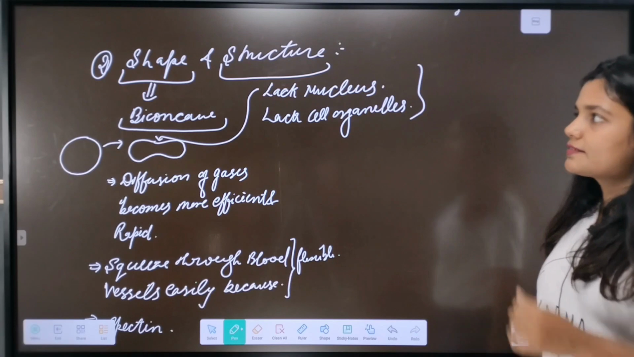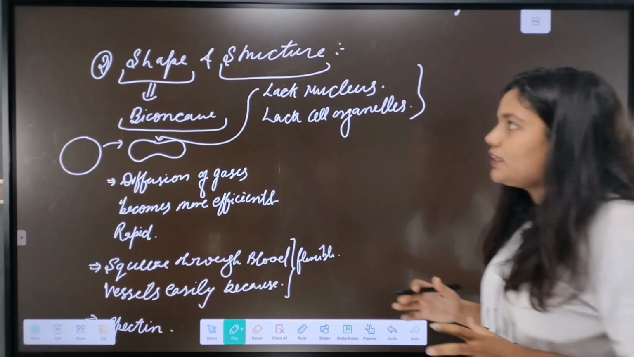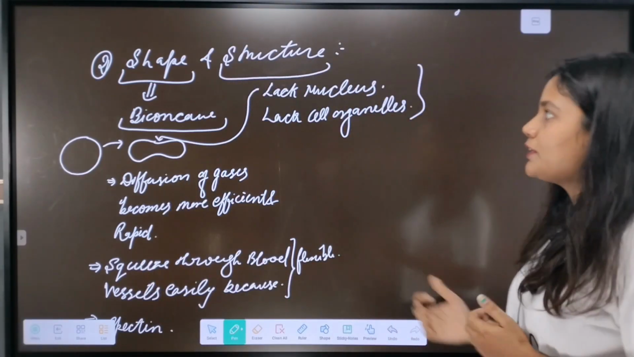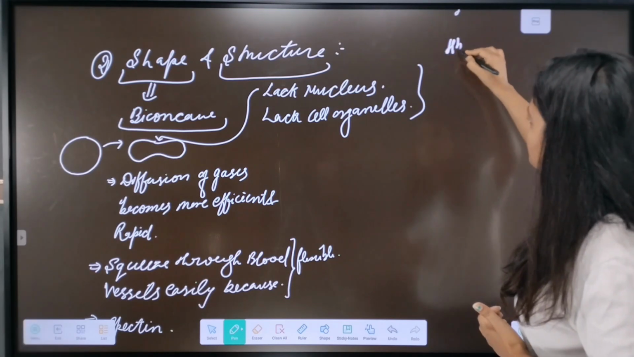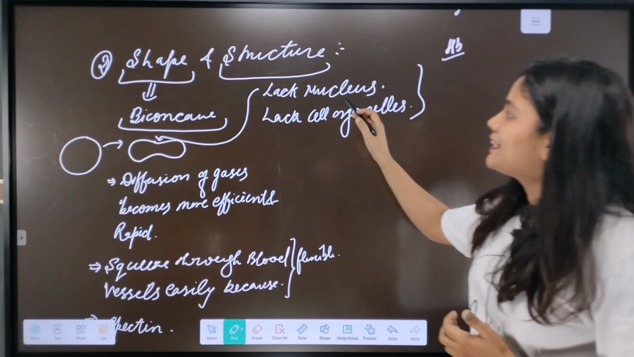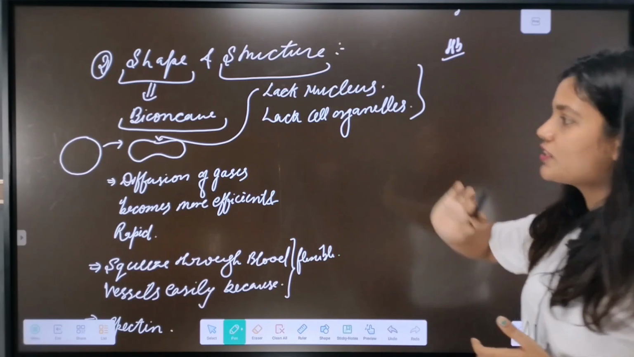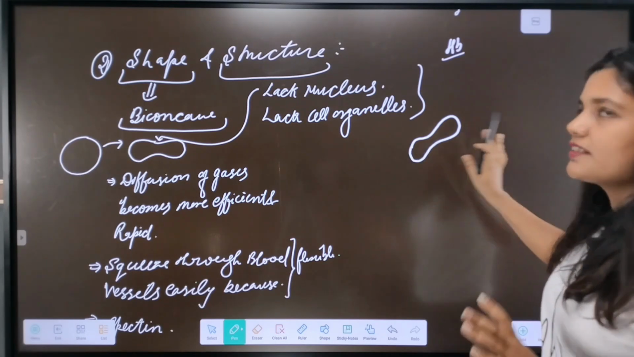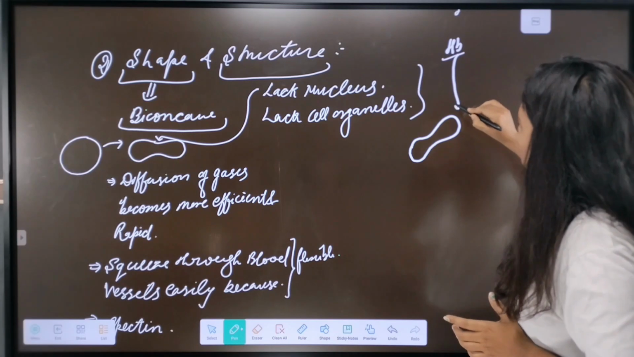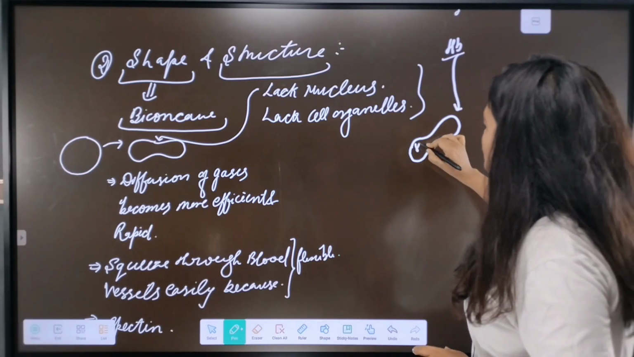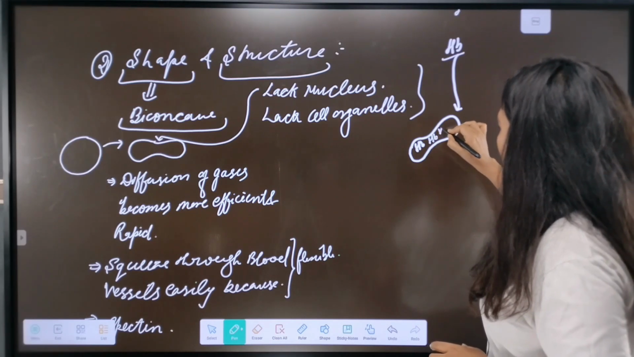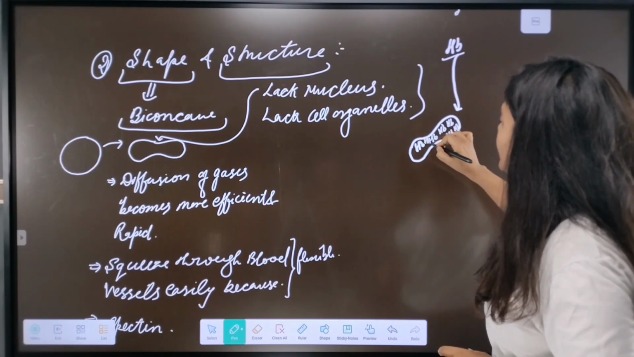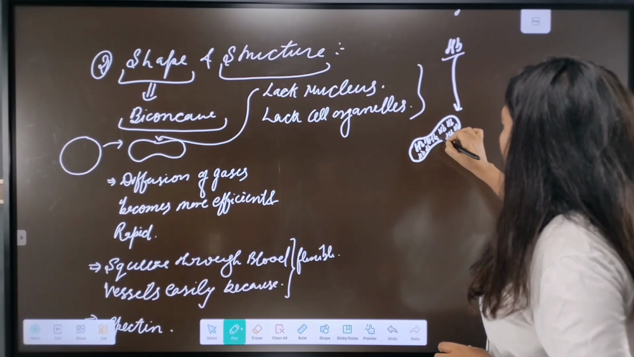the diffusion of the gases is actually done by the hemoglobin, a type of protein that gives the color to the blood. Okay, so if there is no nucleus and no cell organelles, suppose this is a cell and there is nothing inside it, then the hemoglobin is going to get more space to fit. If there is no nucleus and no organelle, then there will only be hemoglobin, and it is going to be much more in number.